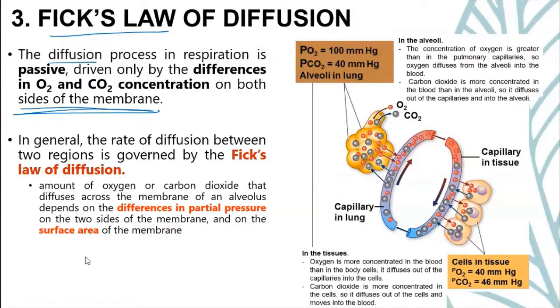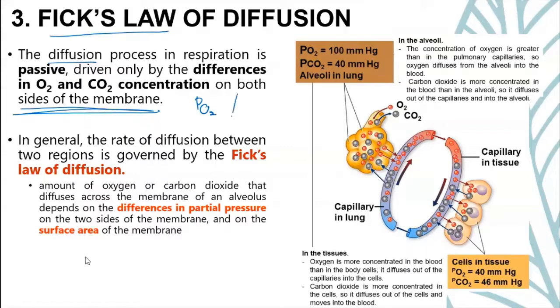So the oxygen goes from the air sac, from the alveolus, into the blood capillaries, and carbon dioxide from blood capillaries into the alveolus. So there must be a difference in the concentration of these two gases. Or we can also use the correct term, which is partial pressure.